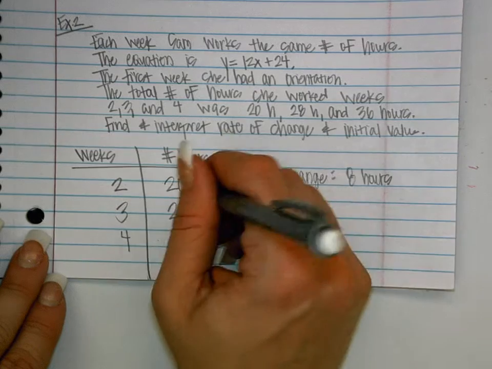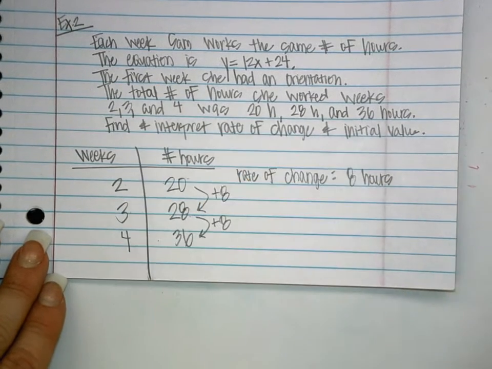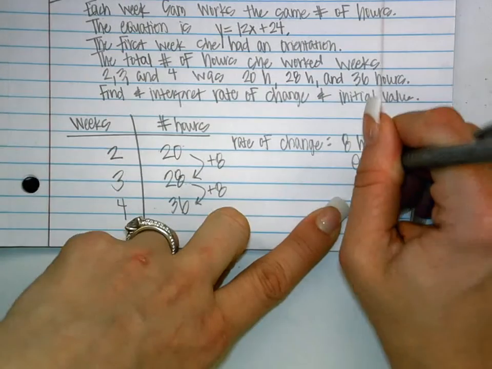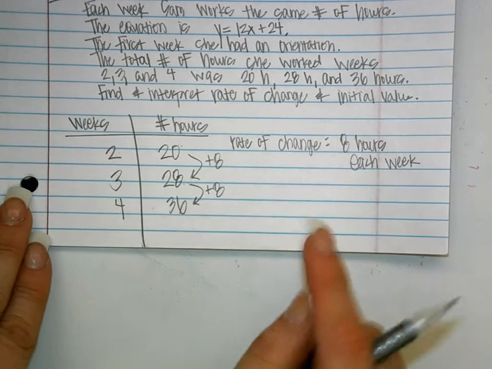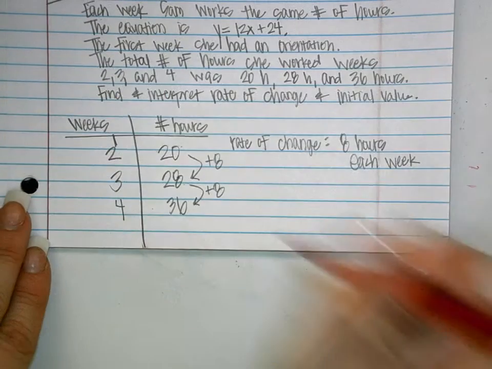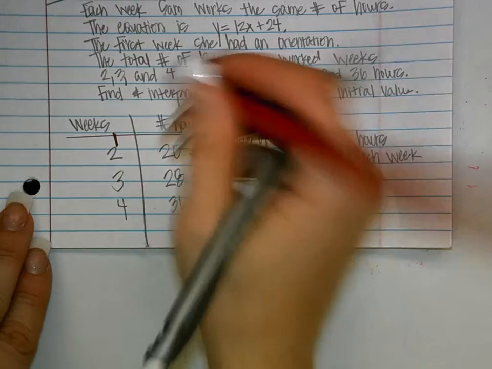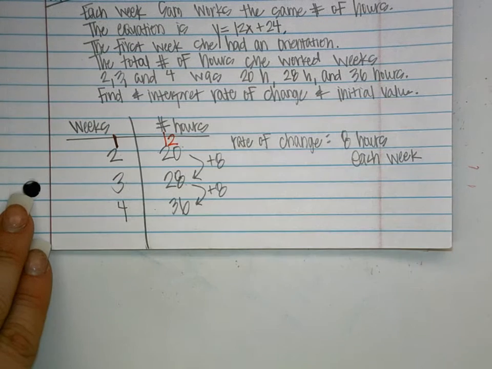So if each week she's adding 8 hours to her total, what does that tell you? She works 8 hours each week. Okay? Can we find the number of hours she worked in the first week? So the first week she would have worked what? How many hours? She would have worked 12 hours. Okay? The first week, or actually her actual first week, she had a total of 8 hours worked.